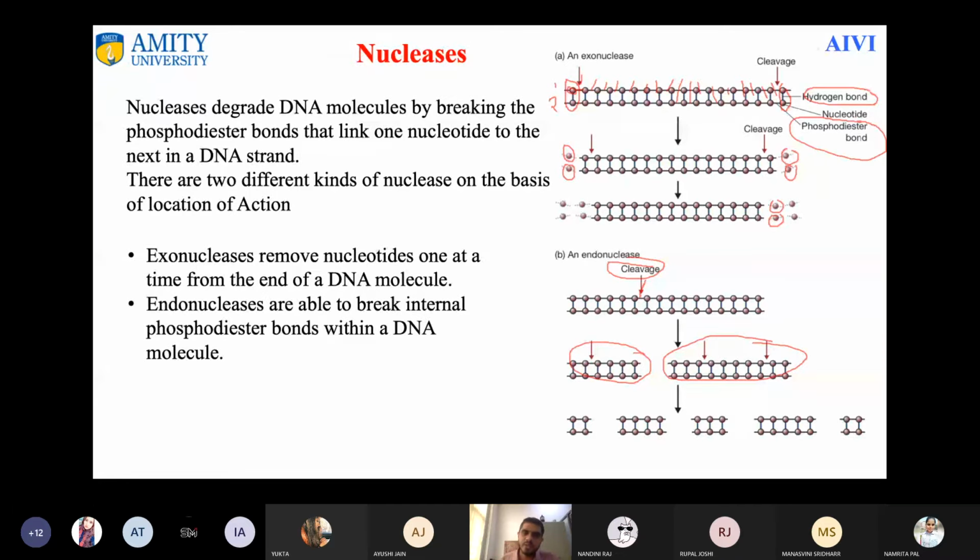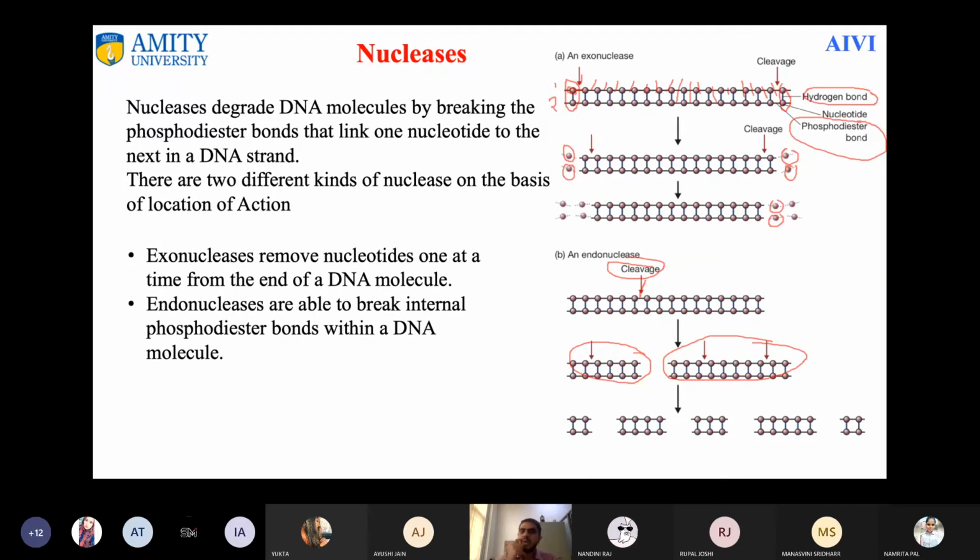But in case of the endonuclease, what are they going to do? They are going to break internal phosphodiester bonds. Inside the phosphodiester bond, they are going to produce a cut, and that leads to the generation of fragments. So fragments of DNA are going to be obtained. Whereas in case of the exonuclease, we are going to get free nucleotides plus only one fragment. Okay. So this is the thing.